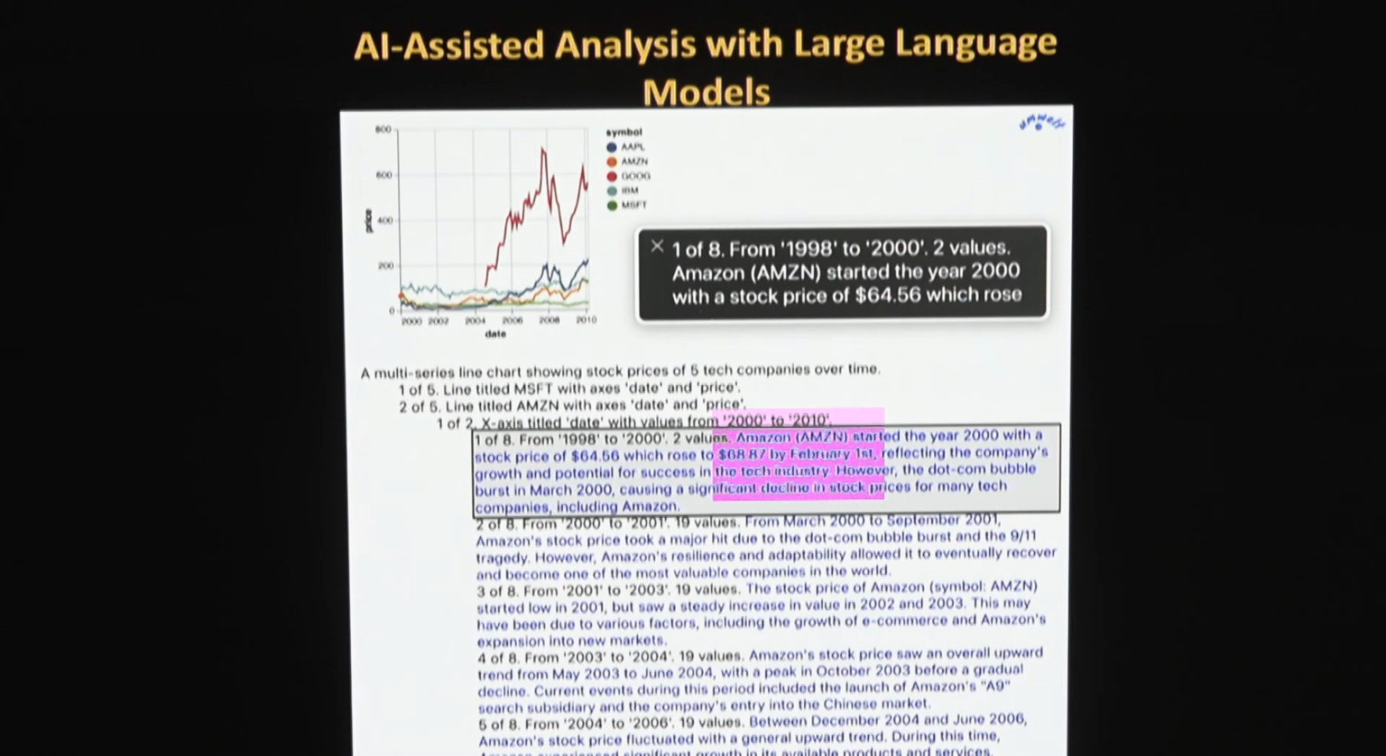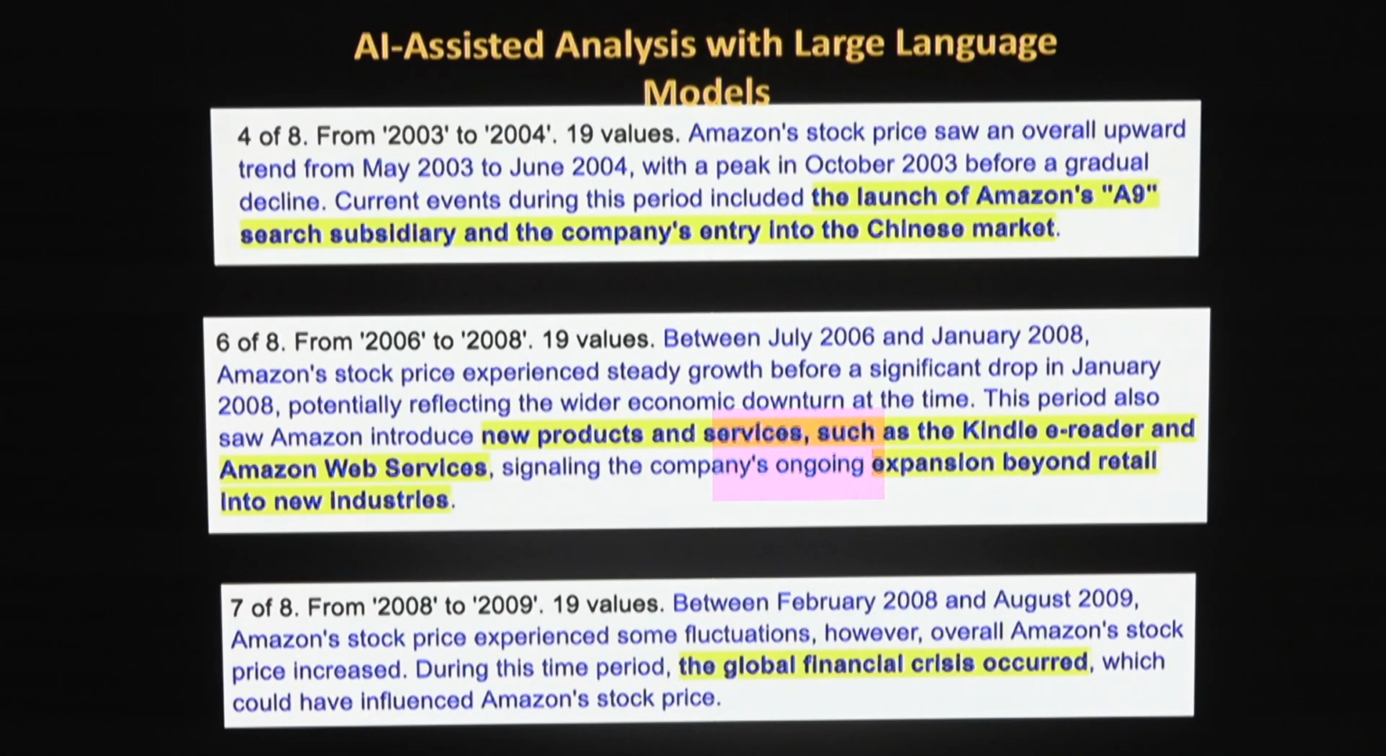2 values. Amazon, AMZN, started the year 2000 with a stock price of $64.56, which rose to $68.87 by February 1st, reflecting the company's growth and potential for success in the tech industry. However, the dot-com bubble burst in March 2000, causing a significant decline in stock prices for many tech companies, including Amazon. And what I find really interesting about that is that this information can incorporate not just information that's in the data, but information that accounts for things like current events and social context. And that can just provide another avenue for helping people through analysis.